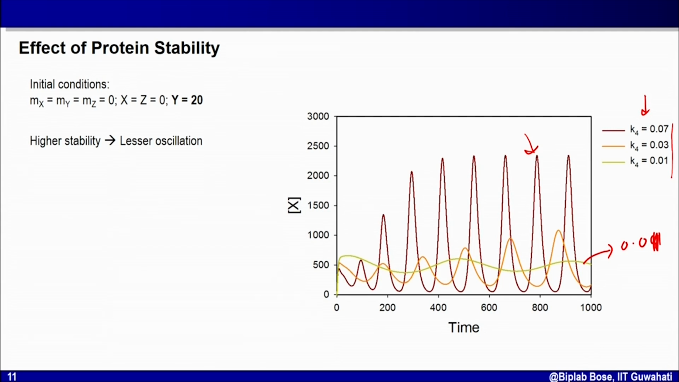Because if you remember, if I increase X, the extent of repression on Y will increase. Then also the extent of repression on Z will also increase, and the repression of Z on X will also increase.